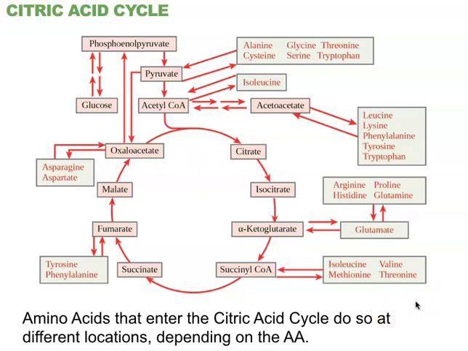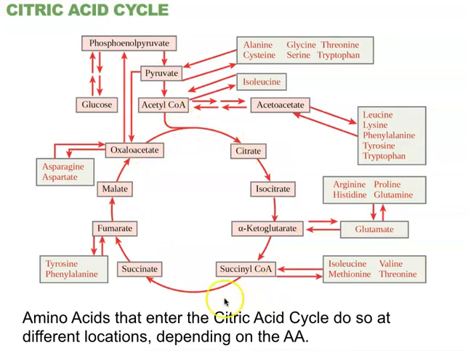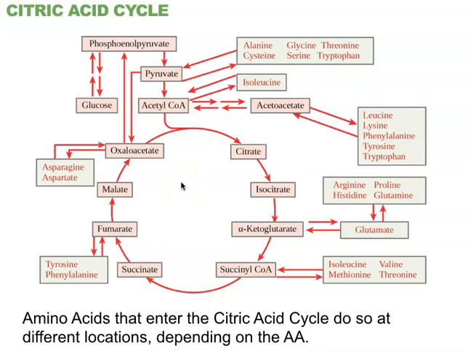So even though we teach you this really simple, look, acetyl-CoA comes in and ultimately oxaloacetate, in the presence of more acetyl-CoA, can continue this entire system. There are multiple ways to enter the citric acid cycle.